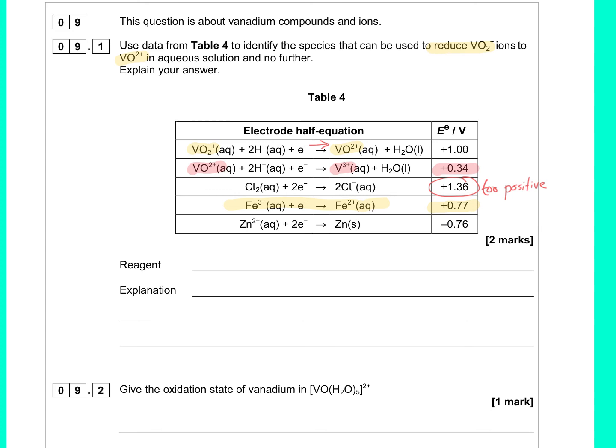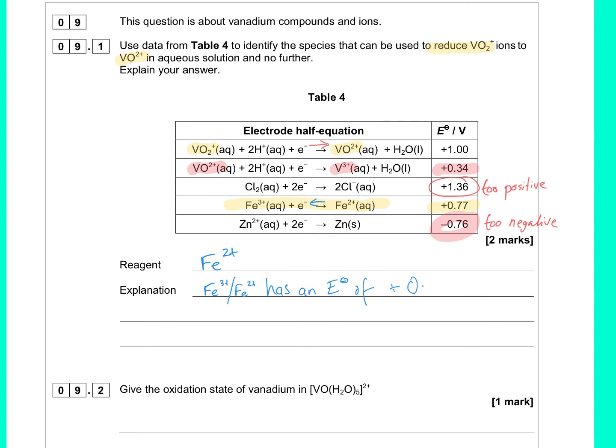But the Fe3+ to Fe2+ is less positive than the VO2+, so the value of 0.77 is closer to the negative scale, so this would become the negative electrode and is able to reduce VO2+ to VO2+ without taking it all the way to V3+. It's really important that you pick something with a value in between the 2 vanadium equations, because you want it to reduce the first equation, but you want it to stay at VO2+ and not reduce it into V3+.